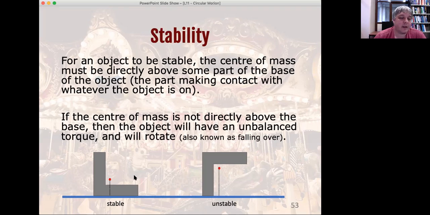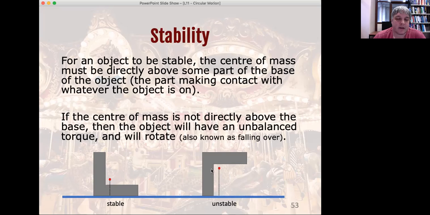In the case on the left, the force pressing up from the surface it's on is across the whole base. It's pushing up everywhere, and the center of mass is right above part of that. So that means the forces are going to balance out. The torques can balance out easily, and that object is just going to sit there stable.